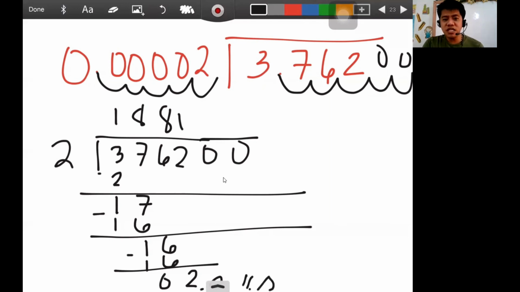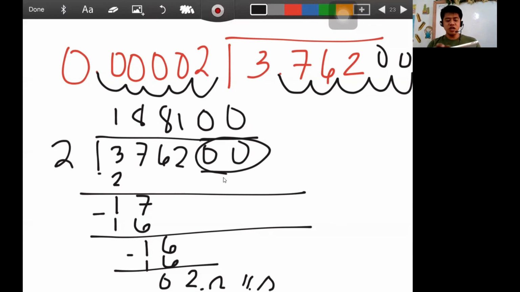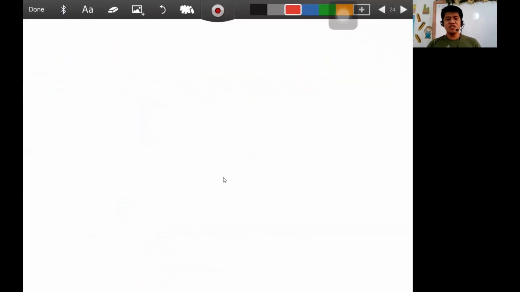Matatira pa tayong dalawang 0 dyan sa taas. Tama? Dahil 0 na lang sila natira at wala nang sumunod na number, ilalagay lang natin siya sa taas. So therefore, ang sagot natin ay 188,100. Naintindihan ba? Let's proceed to our last example.